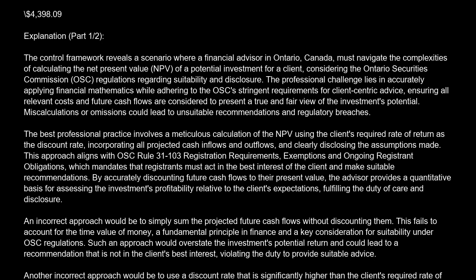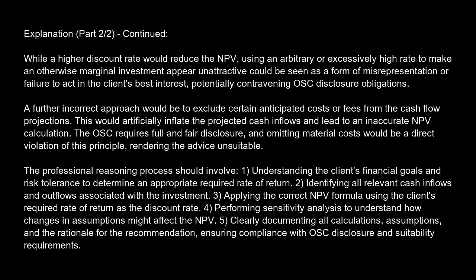Another incorrect approach would be to use a discount rate that is significantly higher than the client's required rate of return without proper justification. While a higher discount rate would reduce the NPV, using an arbitrary or excessively high rate to make an otherwise marginal investment appear unattractive could be seen as a form of misrepresentation or failure to act in the client's best interest, potentially contravening OSC disclosure obligations.